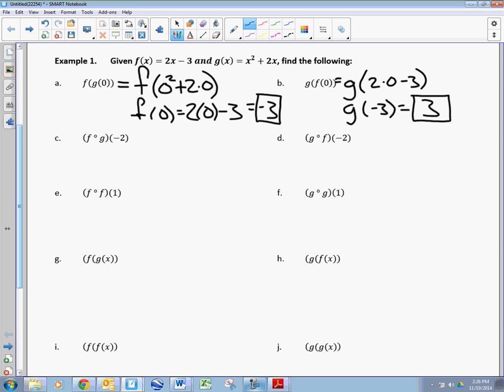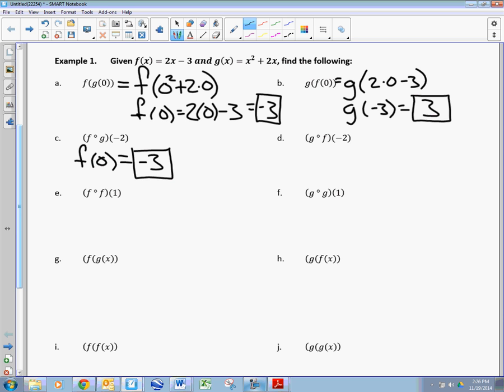F of g of negative 2. I take the negative 2 and I plug it in for g. What is g of negative 2? 0. So then you take f of 0, which happens to be negative 3.